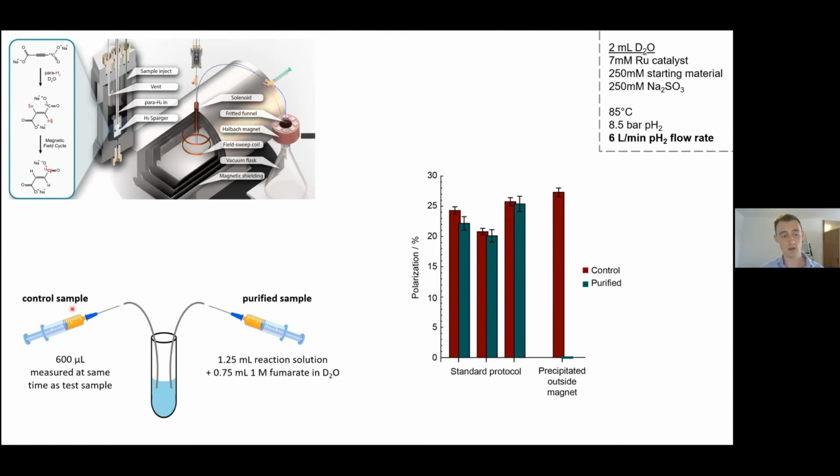So we run the same experiment 3 times over, and we see that there's very little difference in the carbon polarization of the control sample and the purified sample. So this is good news. It looks like the precipitation procedure doesn't cause any inherent loss of polarization. If we do the same thing, but we don't have that Halbach magnet, then we see no carbon polarization of the fumarate that went through the precipitation procedure.